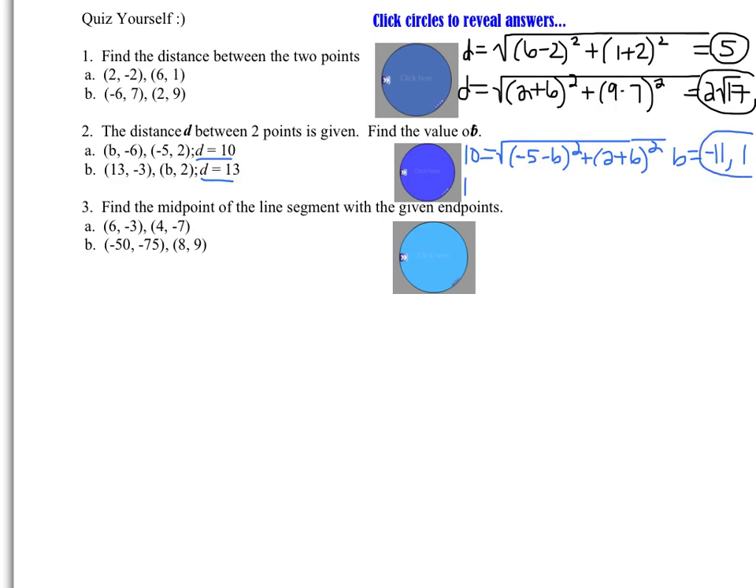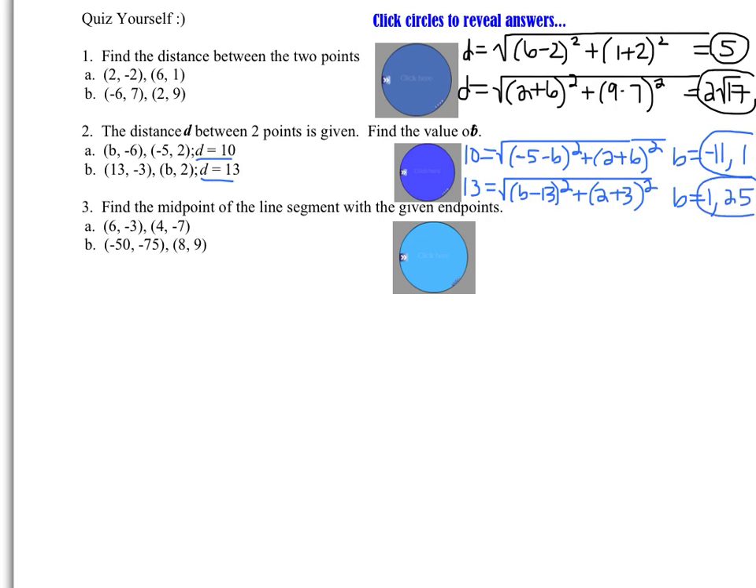And part B, same idea. You're given the distance is 13. You're solving for B. So it's B minus 13 squared plus 2 plus 3 squared. So you should get, if you do the algebra right there, B is 1 and 25.